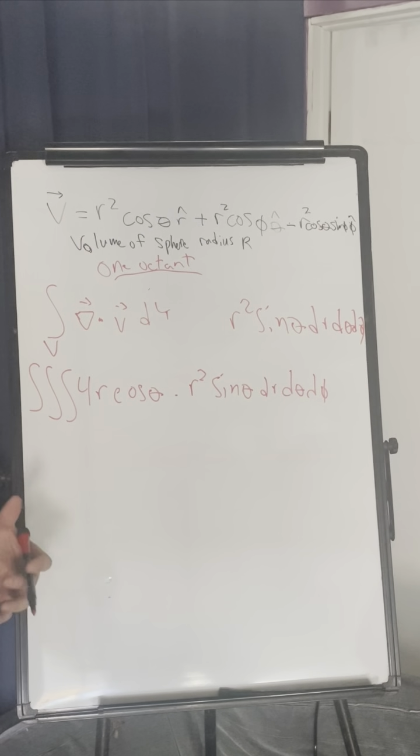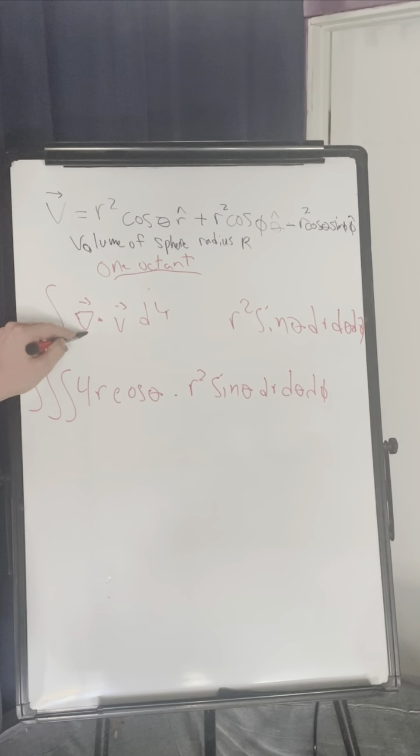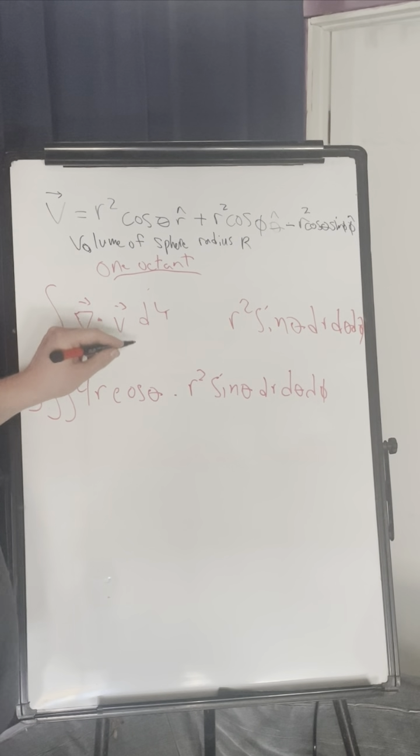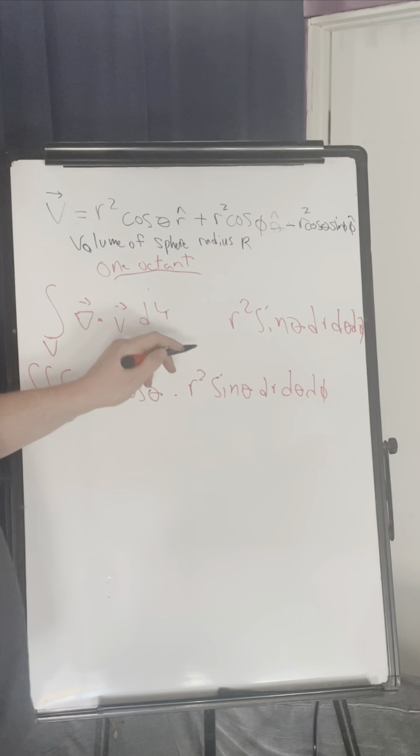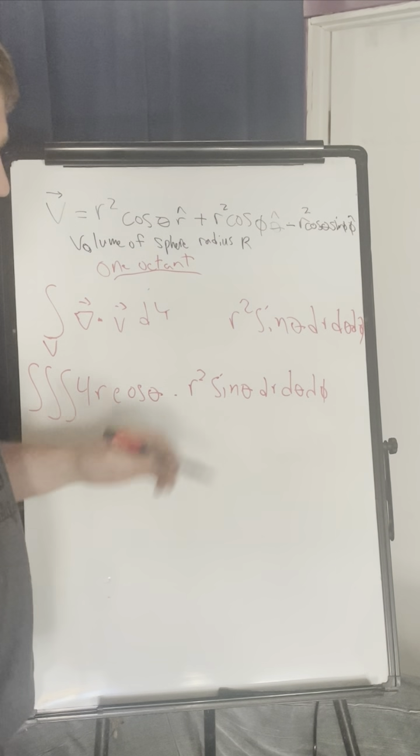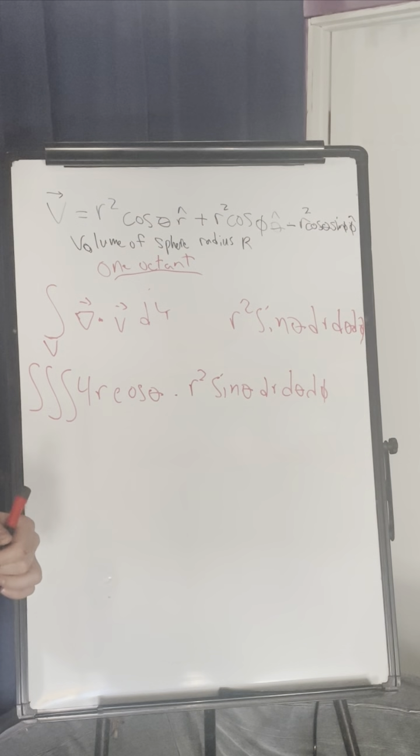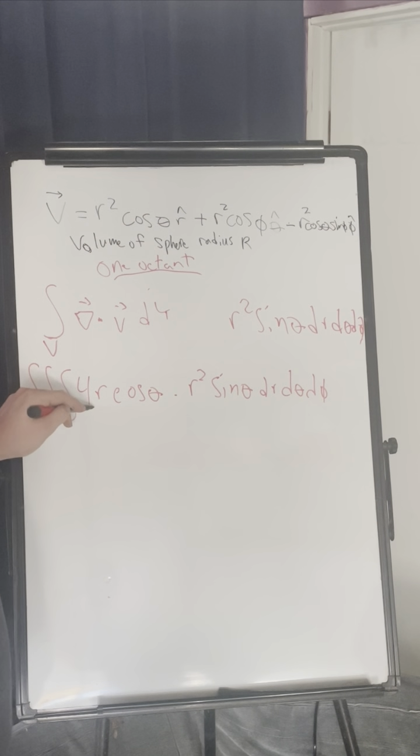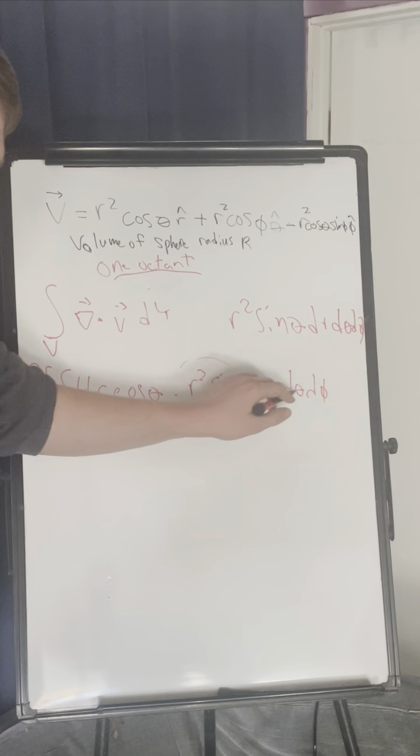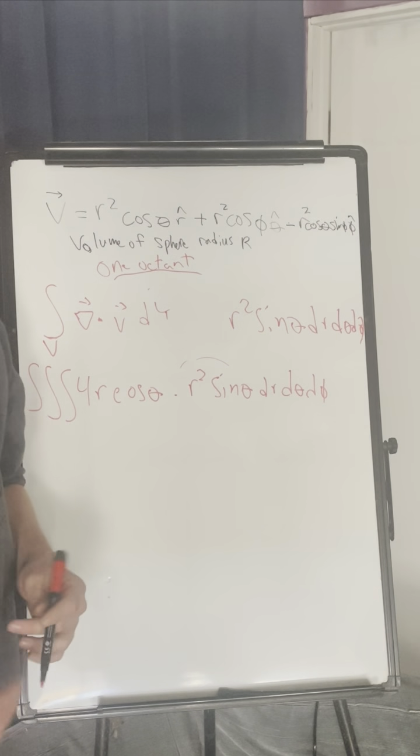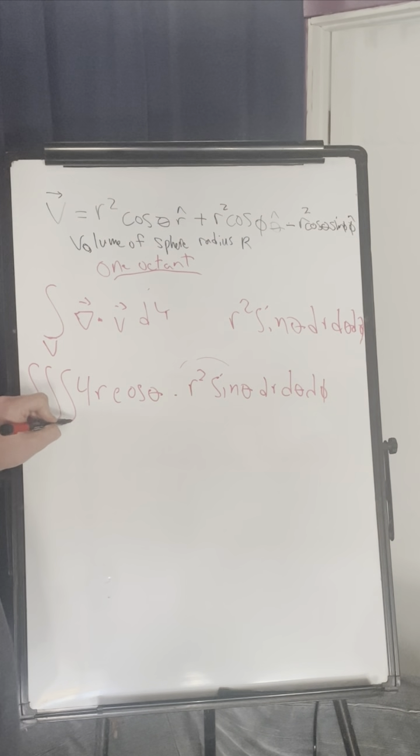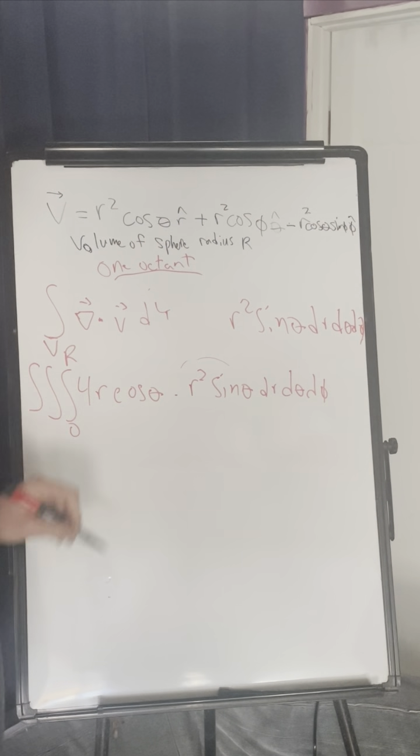All right, so to compute the integral, we take the divergence. We integrate the divergence over the entire volume d tau. And d tau in spherical coordinates is r squared sine theta dr d theta d phi. So we already know that the divergence is equal to 4r cosine theta, and this is the Jacobian dr d theta d phi. Now the limits of integration are a little tricky. For r, we're going 0 to r, big R.